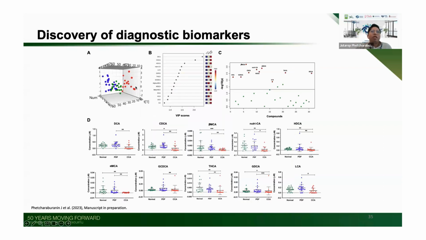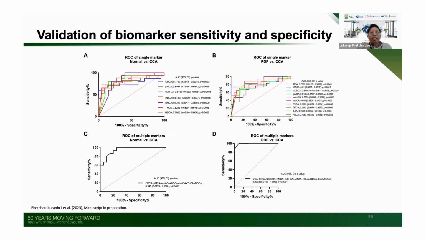And then we performed the supervised analytical method in order to extract more biomarker discovery information. And as you can see on figure A here, the scores plot of the OPLS-DA shows a very clear separation of the 3 groups from normal to PDF and CCA. And then we performed further statistical analysis in order to see the discrimination power of these bile acids. And we ended up with 10 bile acids that could be used for checking the sensitivity and specificity.